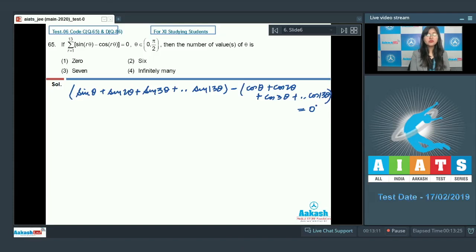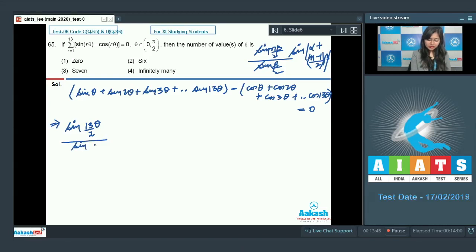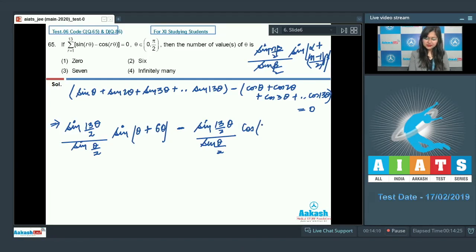Now we know the formula for summation of sine series, that is equal to sine of n beta by 2 upon sine beta by 2, into sine of alpha plus (n minus 1) by 2 into beta. This is the formula for summation of sine series. So from here we will get sine of, here n is equal to 13, n by 2 into beta, that is theta, upon sine of beta by 2, that is theta by 2, into sine of theta plus (13 minus 1), that is 12 upon 2, that is 6 into theta, minus, similarly we will get sine of 13 by 2 theta upon sine theta by 2 into cos of theta plus 6 theta, that is 7 theta, equal to 0.